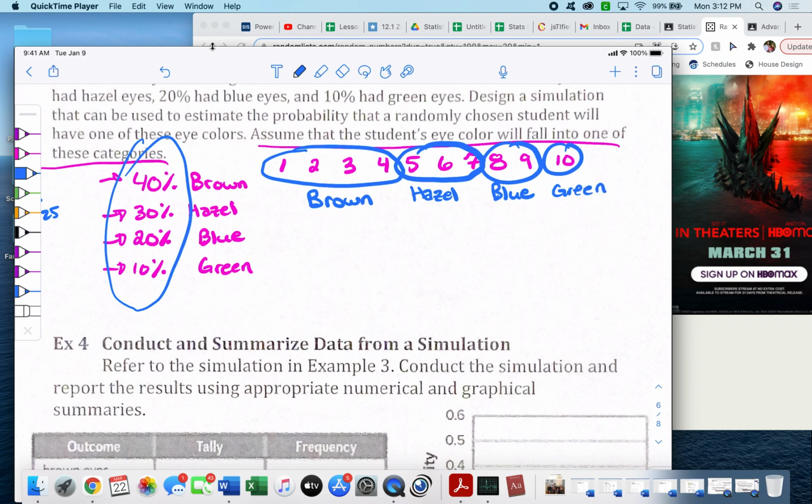Okay? So when we have it pull out these numbers, if it is a 7, it's going to be a person with hazel eyes. Does this make sense? Yeah. You can't just do 1 through 4. That's a good point. Okay?